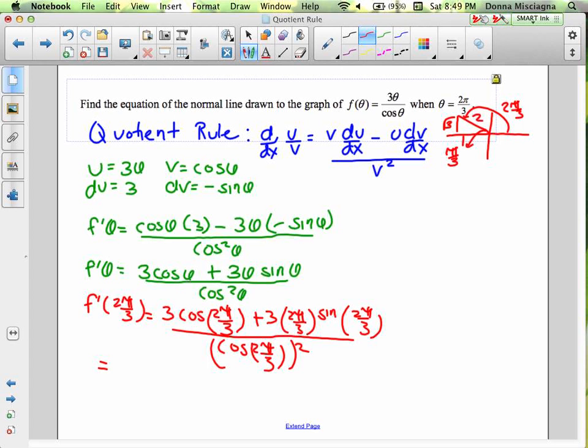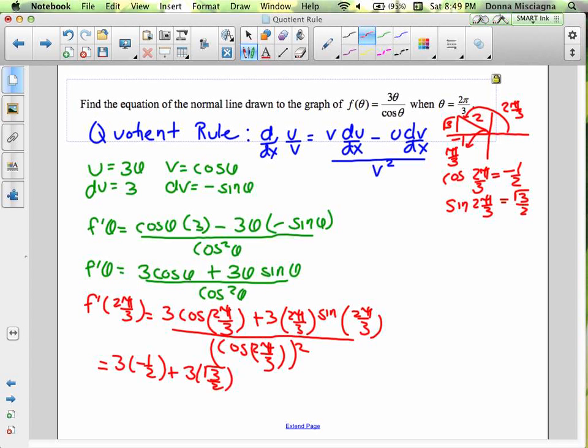So cosine 2 pi thirds would be equal to, oh, excuse me, that's negative 1/2. And sine 2 pi thirds is going to be a positive square root of 3 over 2. So it's going to give us 3 times negative 1/2, plus 3 times square root of 3 divided by 2.